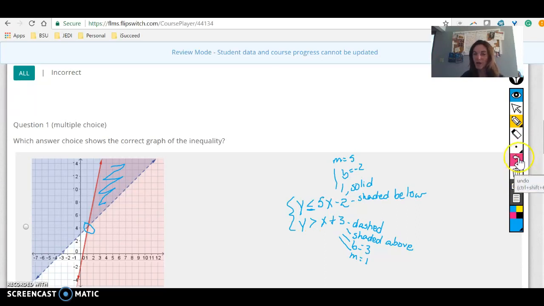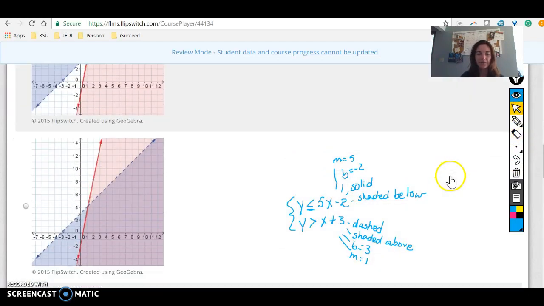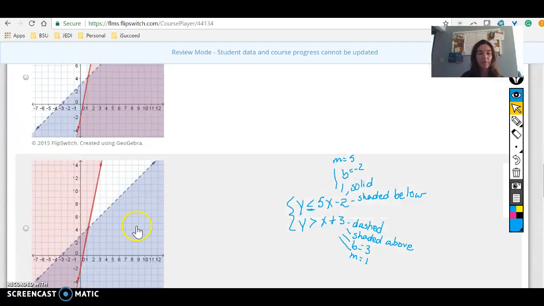Okay, so let's erase that and just make sure that this is indeed the graph that makes sense. If we go here, it looks like we have the right lines, but the shading for our blue line is on the wrong side. So the intersection is way down here. This would be y is less than x plus 3, but we want y is greater than x plus 3. So the second graph here won't work.